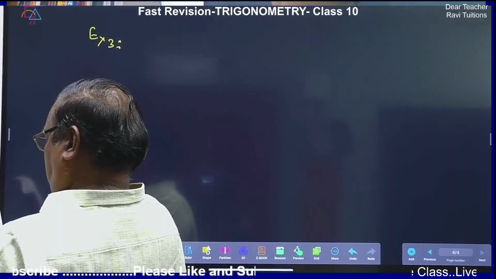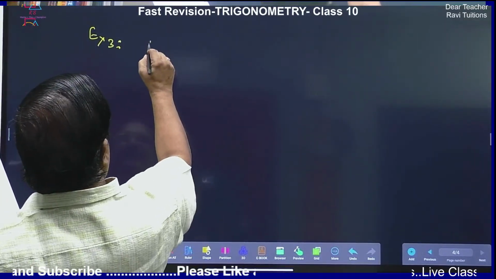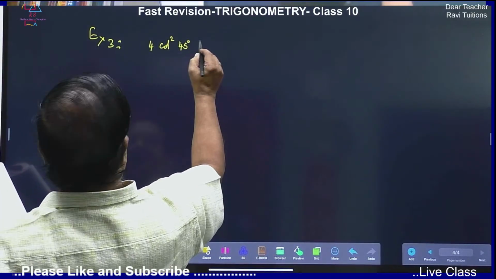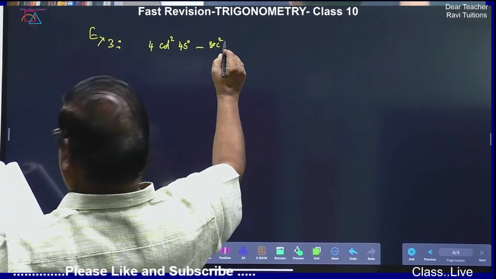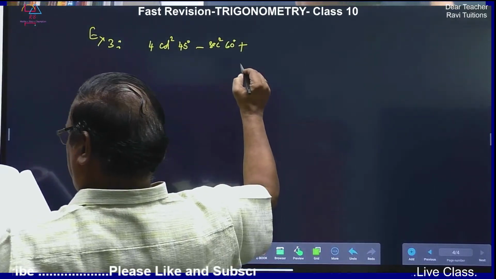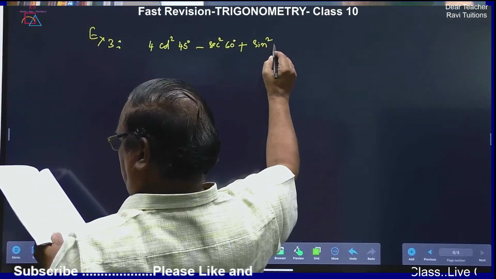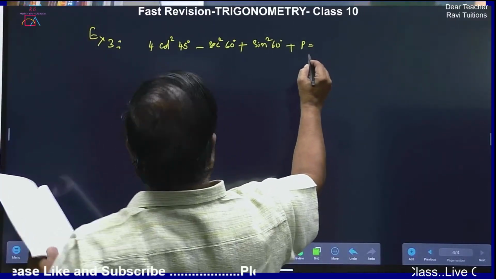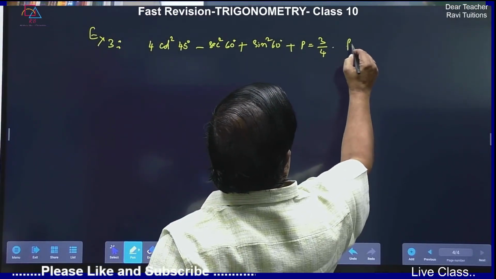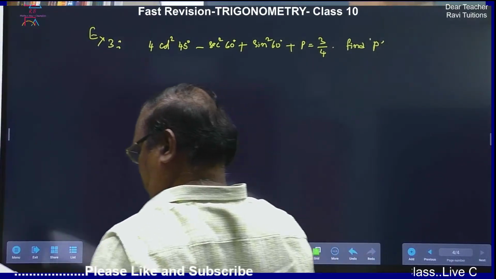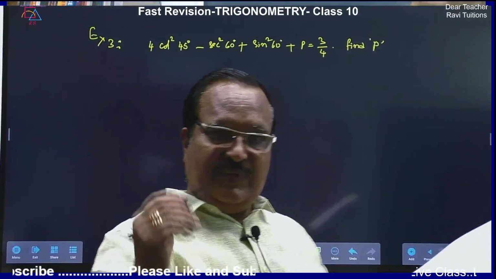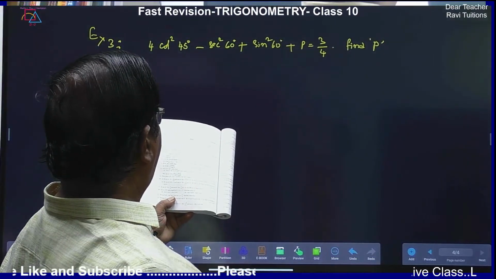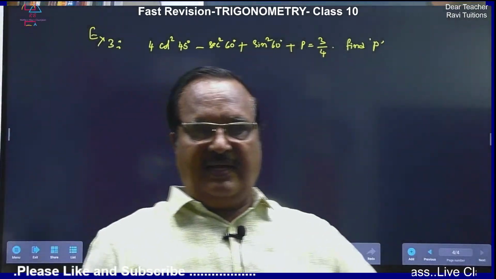So let me copy this properly. 4 cot square 45 degrees minus secant square 60 degrees plus sin square 60 degrees plus P is equal to 3 upon 4, find P. Let me check whether I have copied it correctly or not. Yeah, I copied it correctly.